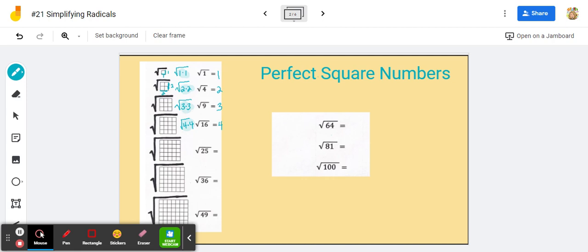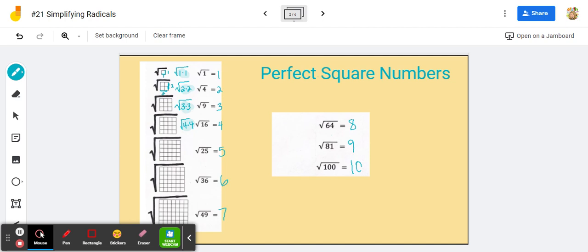The square of 9 comes from a 3 by 3 square, so that equals 3. A 16 comes from 4 by 4, so that's why it equals 4. 25 comes from 5 by 5, so that's why it equals 5. 36 comes from a 6 times 6, and 49 comes from 7 times 7. 64 comes from 8 times 8. 9 times 9 gives you 81, and 10 times 10 gives you 100.